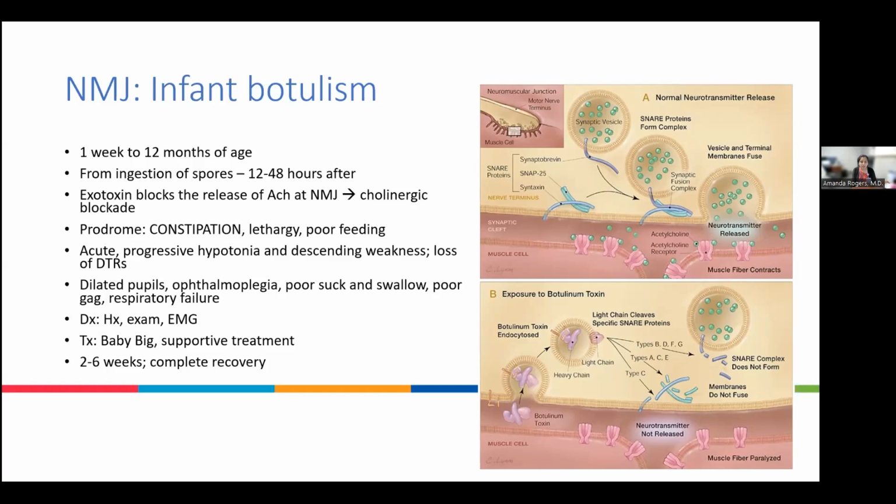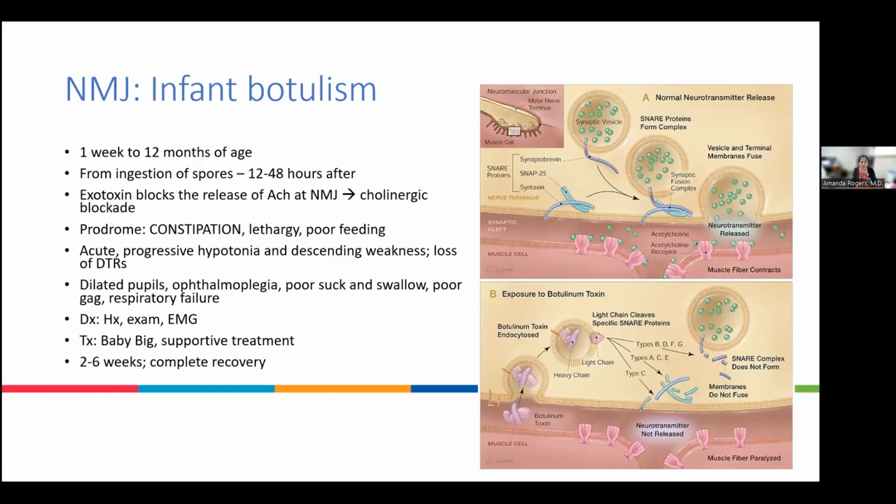So your classic features that the baby might present with will be constipation, poor pupillary response, lethargy, poor feeding. And then this is the classic descending hypotonia where you might see bulbar weakness and hypotonia first and then progressing to the body. Muscle stretch reflexes will be hypoactive to absent.